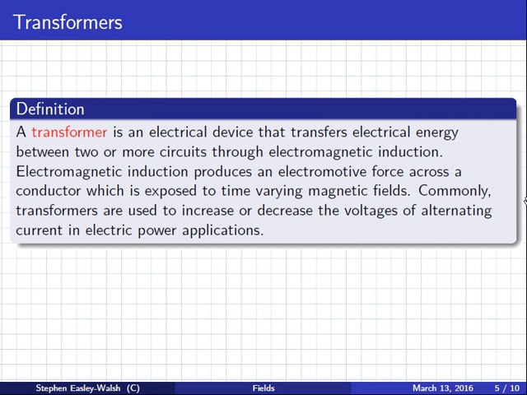Electromagnetic induction provides an electromotive force across a conductor which is exposed to a changing magnetic field. Commonly, transformers are used to increase or decrease the voltages of alternating current in electrical power applications. So in other words, for me a transformer is a thing that changes the voltage.